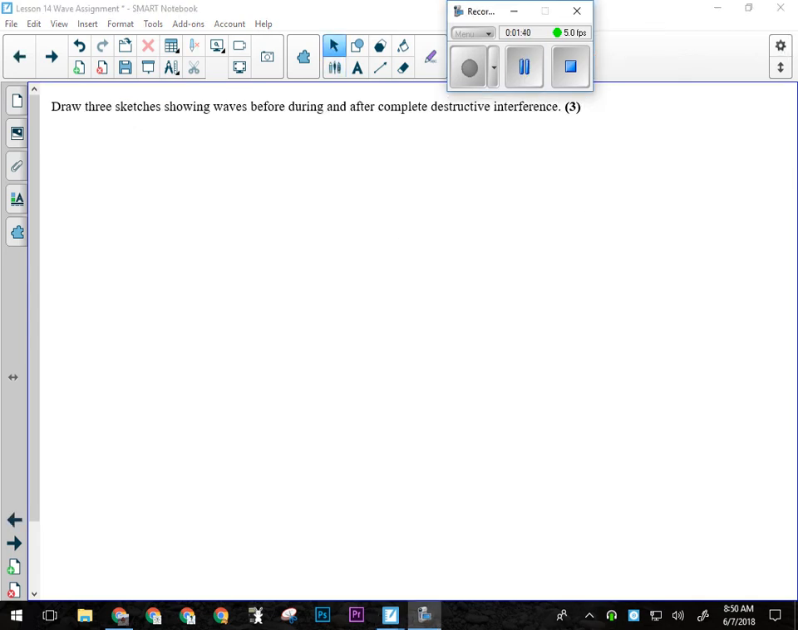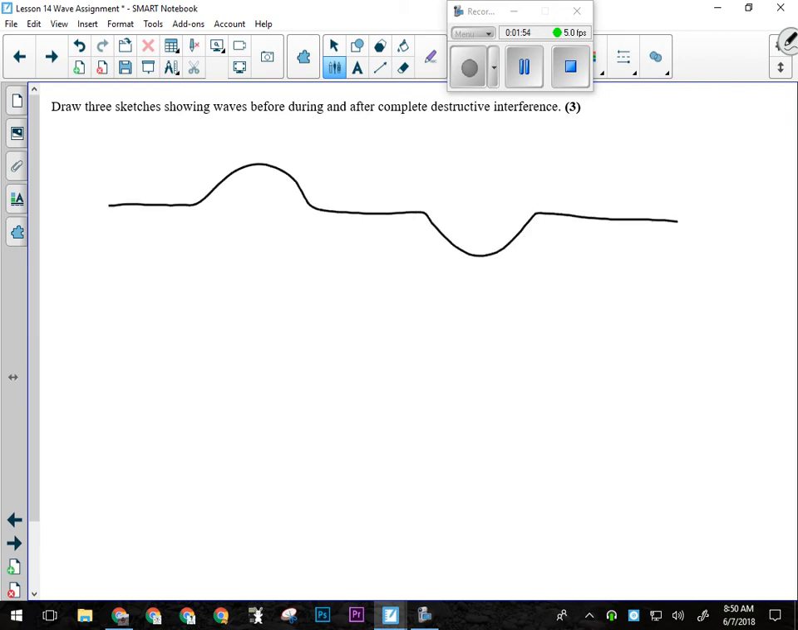So let's look at question number 2 here, where we're drawing waves before, during, and after complete destructive interference. You've got a diagram just like this in your notes. We went over it when we talked about interference. Before complete destructive interference, I have to have two pulses that are moving towards each other that are opposite. If they're not opposite, they're not going to destructively interfere with each other. So this would be before, this would be during, and then after we would have this.